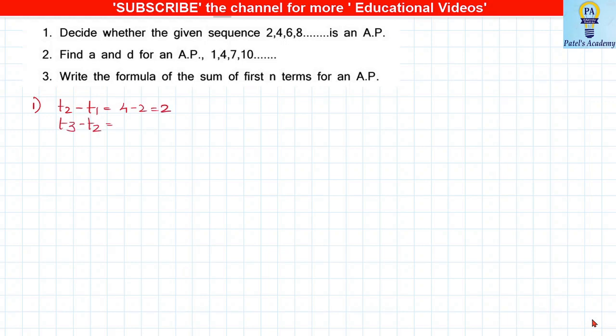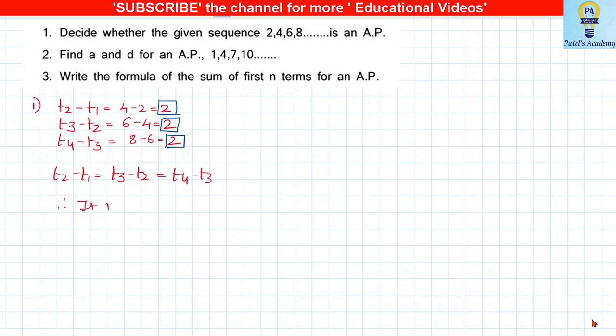T3 minus T2, that is the third term minus the second term, that is also 2. T4 minus T3, that is 8 minus 6, that is also 2. So what we see over here is that in all the calculations, in all the steps, we got the difference as the same. Okay, so my answer is T2 minus T1 equals T3 minus T2 equals T4 minus T3.